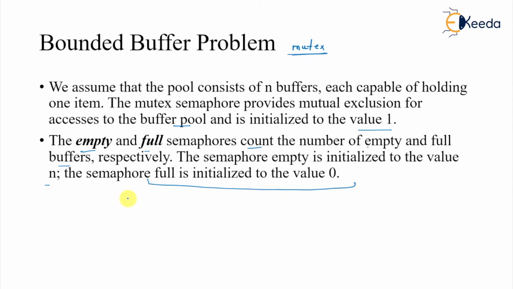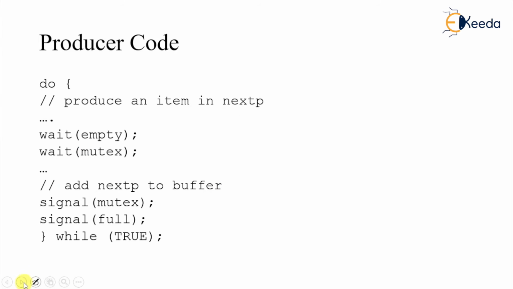So we are using two or three semaphores. Mutex is for mutual exclusion, 0 or 1, and empty and full in this case are counting semaphores. I said empty is 0, but sorry for that: empty is counting how many are empty, so empty is n, and full is equal to 0.